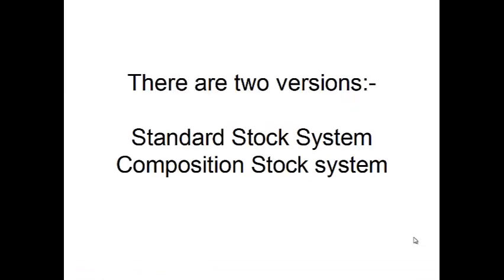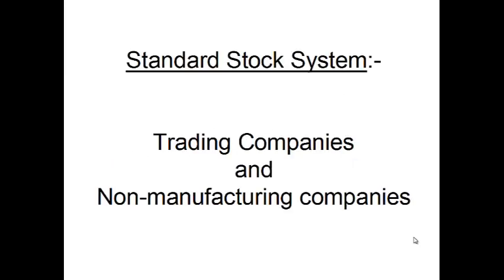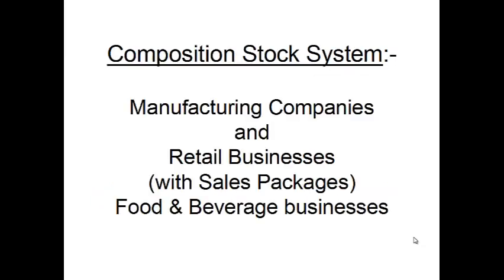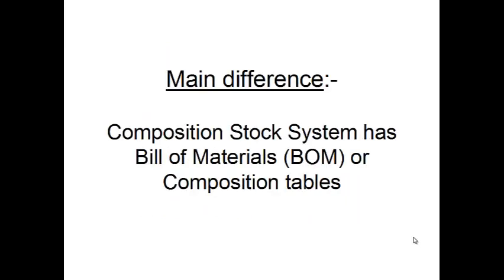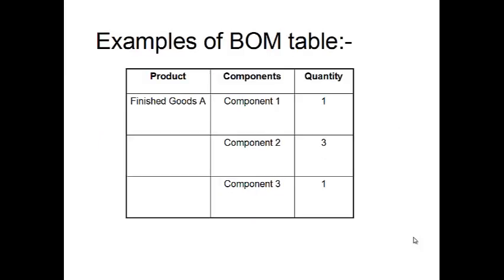There are two versions, the standard stock system and the composition stock system. The standard stock system is meant for trading companies and non-manufacturing companies, whereas the composition stock system is meant for manufacturing companies and retail businesses with sales packages or food and beverage businesses. Now, what is the main difference? The composition stock system has bill of materials, or BOM in short, or composition tables.